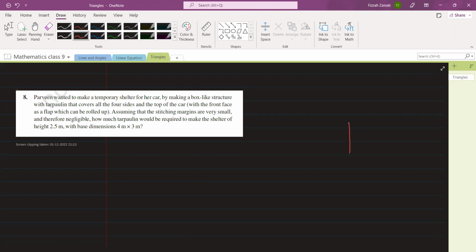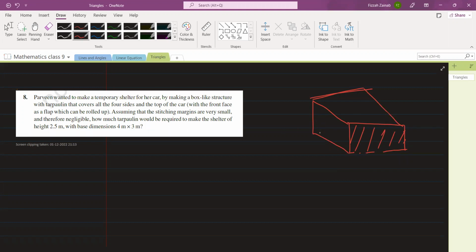So basically it will look like this. Something will look like this. And this portion can be rolled up. This front face, it's like a flap. Okay, assuming that the stitching margins are very small and therefore negligible, how much tarpaulin would be required to make the shelter of this height with the base dimension?